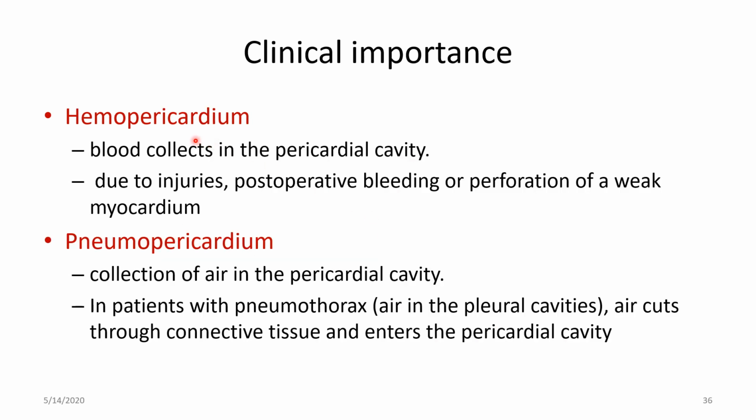The hemopericardium is a collection of blood in the pericardial cavity, which may be due to injuries or postoperative bleeding or perforation of a weak myocardium. Then there is what is known as pneumopericardium, which is collection of air in the pericardial cavity, and this happens in patients with pneumothorax, where there will be air in the pleural cavity. That air cuts through the connective tissue and enters the pericardial cavity, that is known as the pneumopericardium.